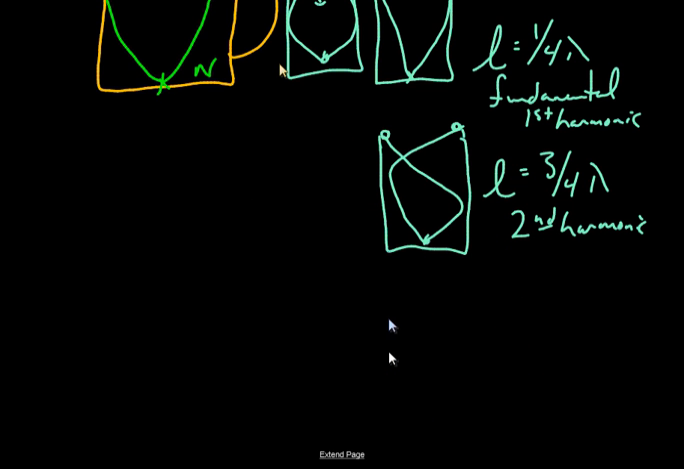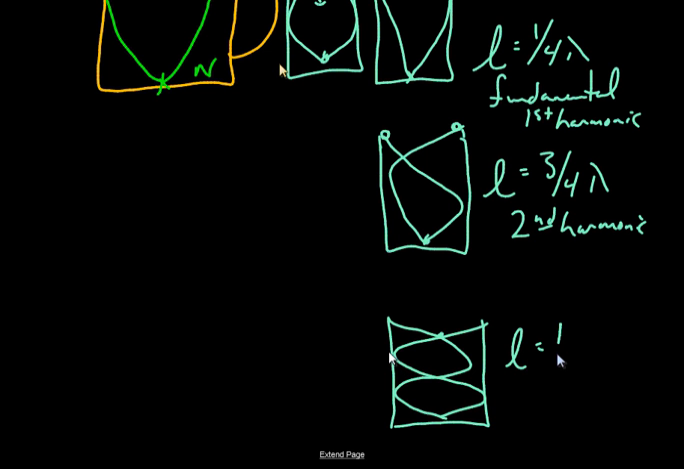And if you want to get crazy, we can even find the third harmonic. Which will come at 1 1/4 lambdas. Okay, so there's the third harmonic. And you could just continue on going up. 1 3/4, 2 1/4, and so on.